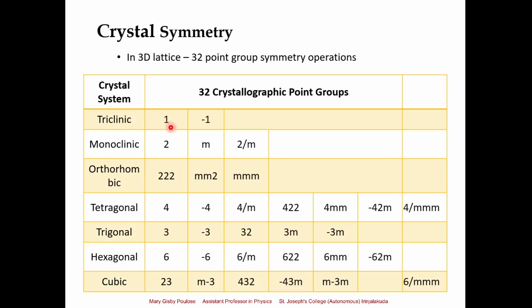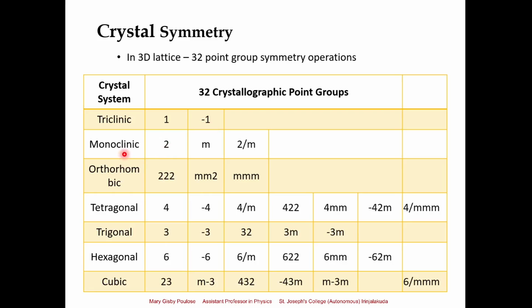Now here we understand that for the triclinic crystal system we have a one-fold rotation axis. And with the minus 1 we understand it has an inversion point along the one-fold rotation axis.